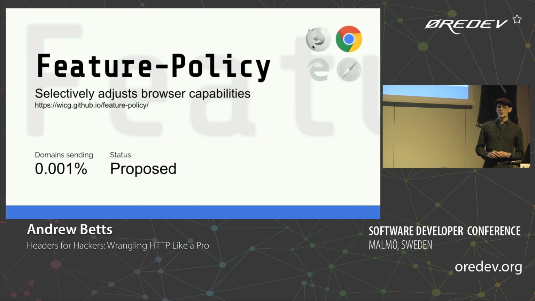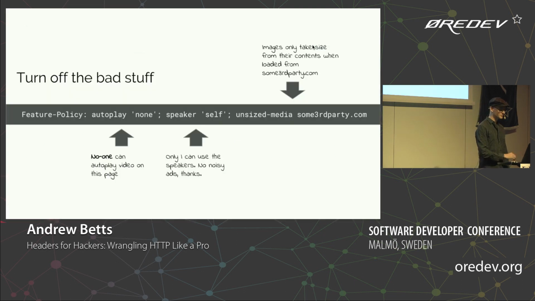So wouldn't it be great if we could selectively turn off bits of the web platform that we know we're not going to use? Either because we just want to avoid any potential vulnerabilities that might exist in those APIs, or because we want to self-police. We know that we have a large development team, and we don't want anyone to use a feature that we've decided we don't want to use.